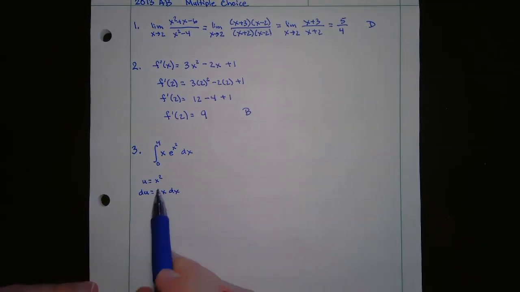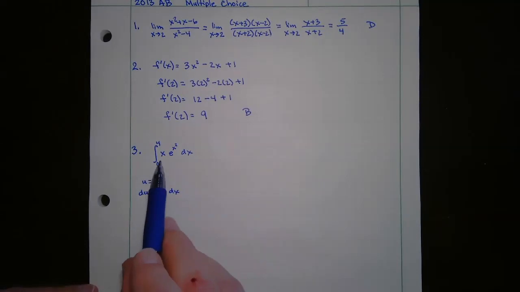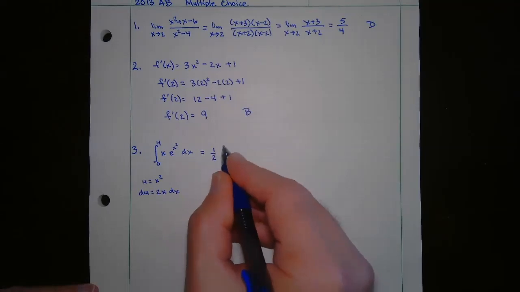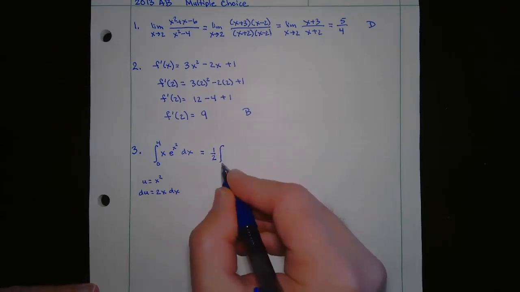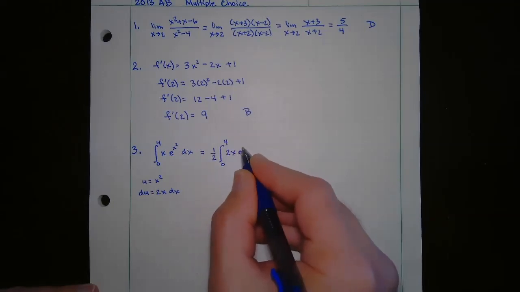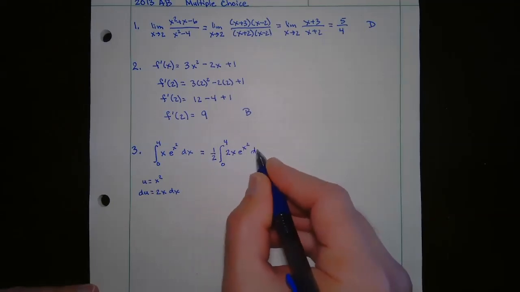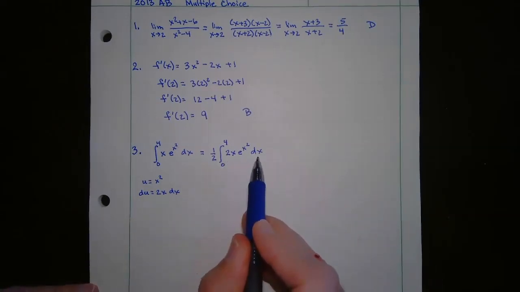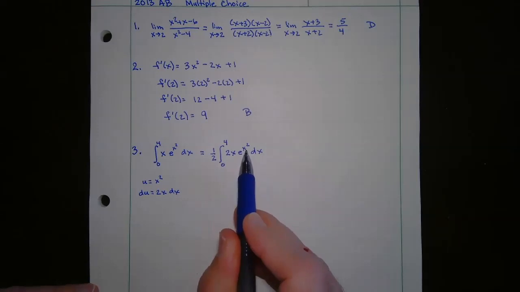So now what we need to do is replace this, okay? So we have the x and the dx, we need a 2 with it, right? So we can fix that by multiplying by 1/2 on the outside. So 1/2 times the integral from 0 to 4 of 2x e to the x squared dx, okay? And now the 2x and the dx becomes my du, and the x squared becomes my u.